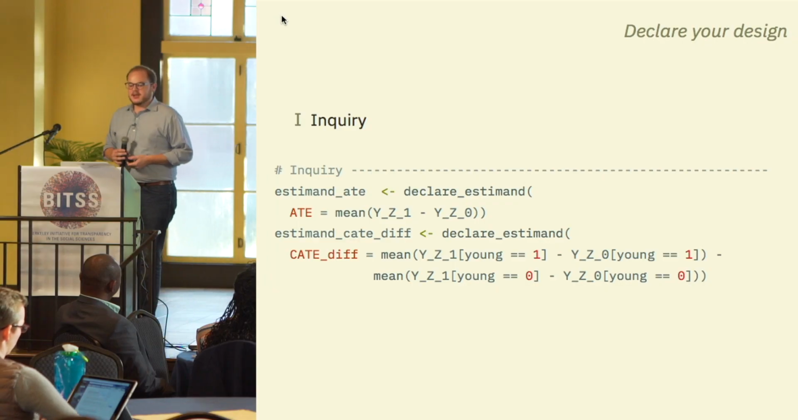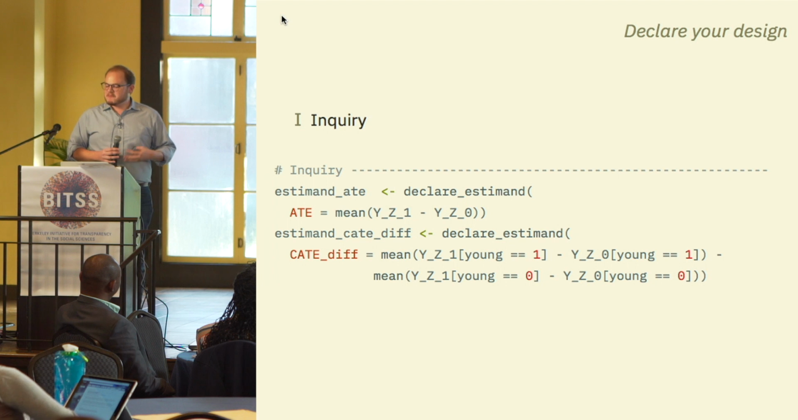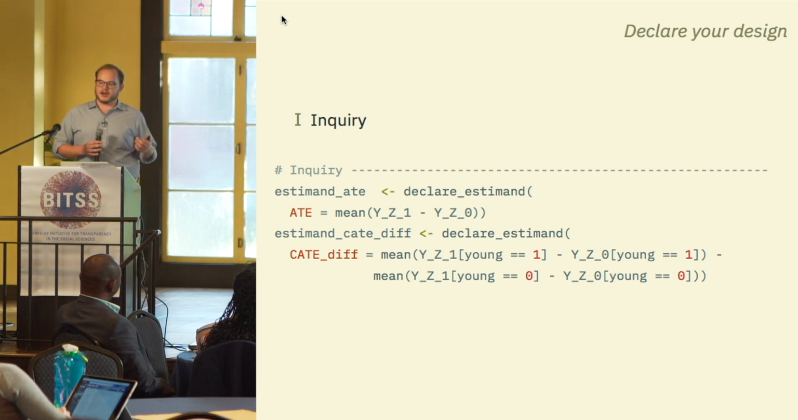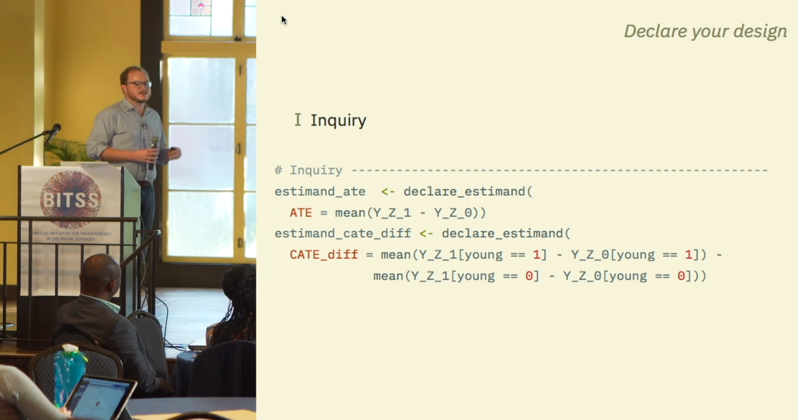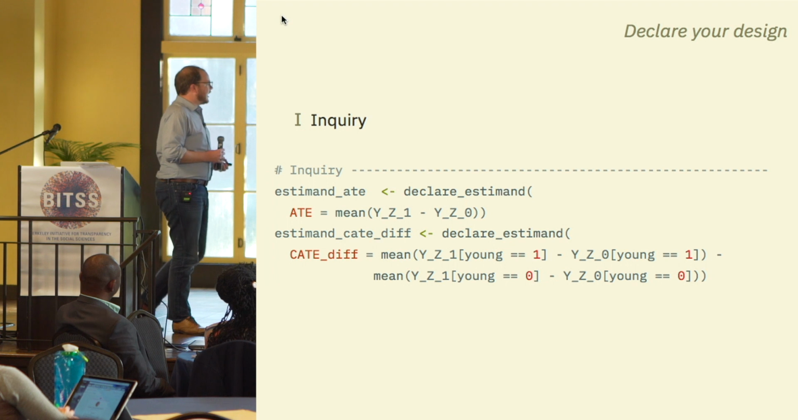So you declare your estimand, the question that you're asking about the world. So here we're going to have two estimands for this two-arm trial. We're interested in the average treatment effect, average difference in the potential outcomes. And we're interested, secondly, in a very common estimand, which is the difference in conditional average treatment effects. So we want to know, is this treatment more effective for people who are under 40 than it is for people who are over 40? And so we just write these out.